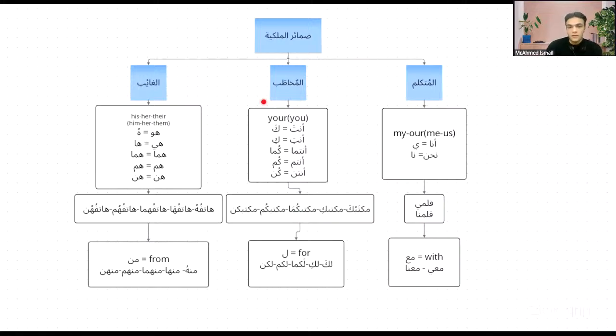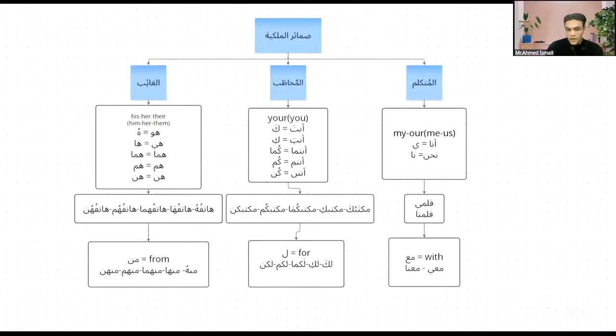When I say, for example, I'm speaking with two persons now, and I'm saying, for example, for you. So if I want to say for you, I say lakuma. If I want to say with you, I say ma'akuma. If I want to say from you, I say minkuma, and so on.